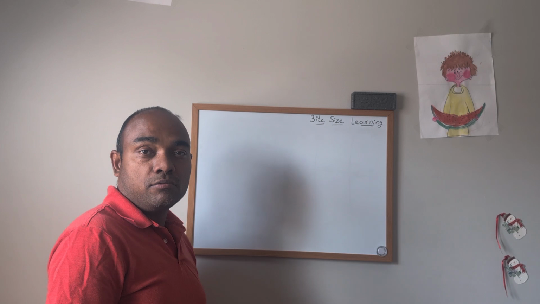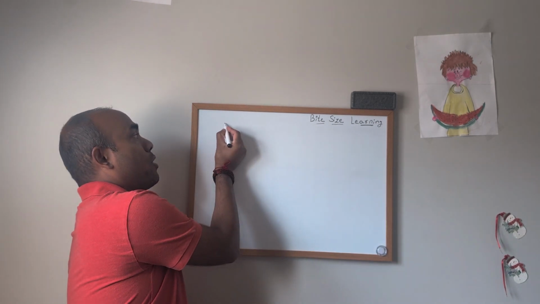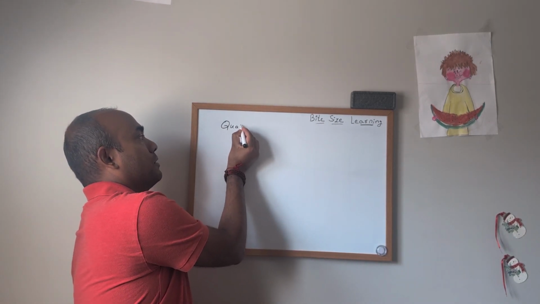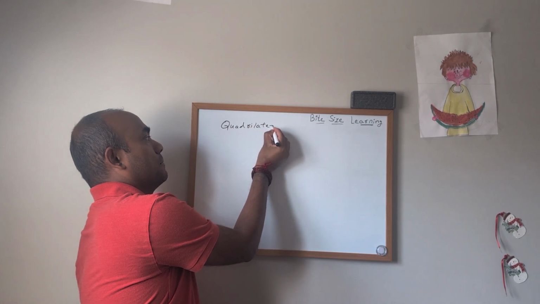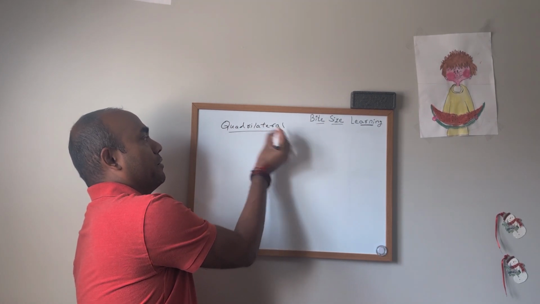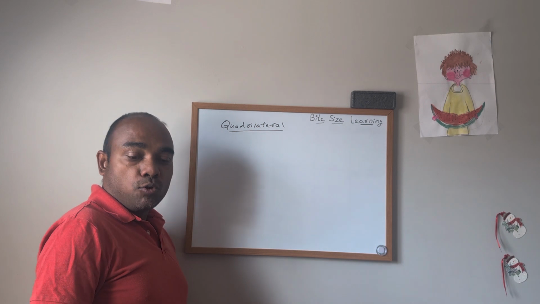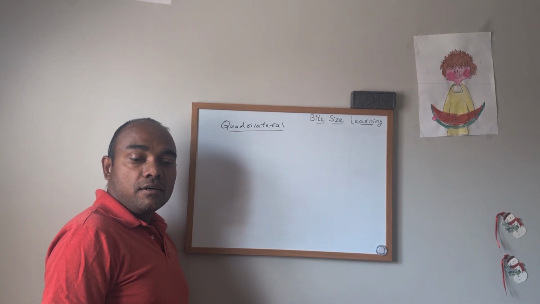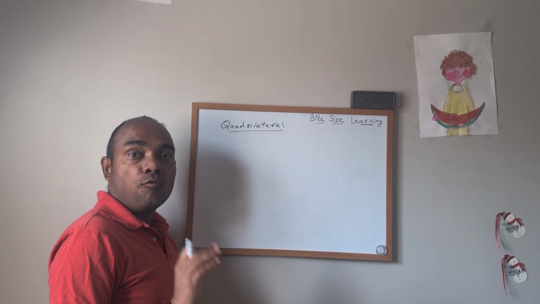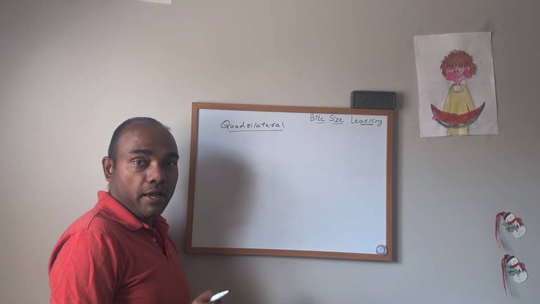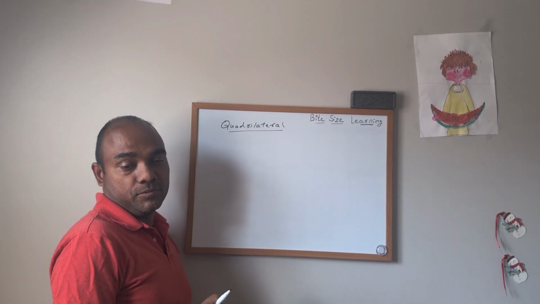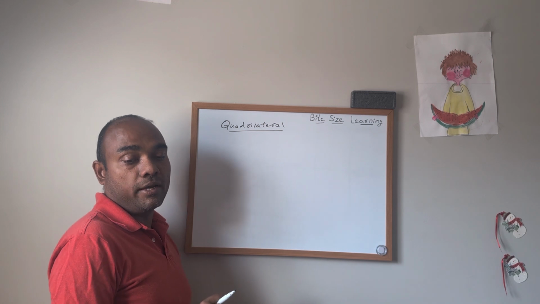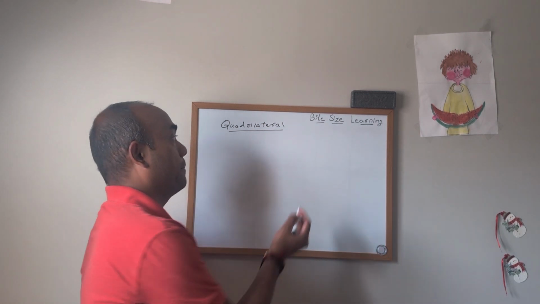Today we are going to discuss quadrilaterals. A quadrilateral is a regular shape that has four sides and four angles. And there are 5 types of quadrilateral. I will discuss all of that in this topic today.